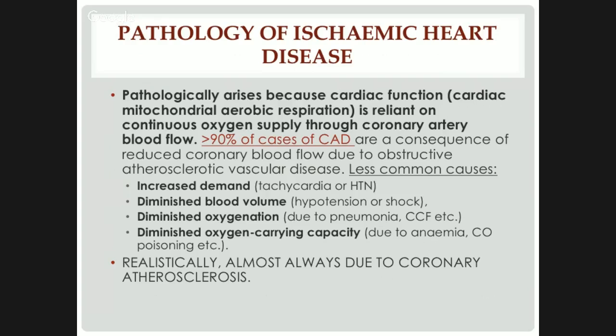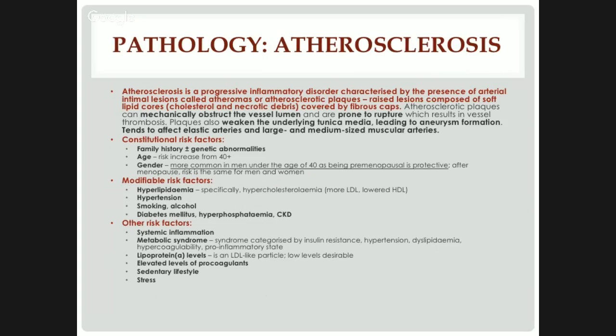Similarly, if you've got diminished blood volume, there's not as much blood perfusing the myocardium. If you've got diminished oxygenation because your lungs are cooked, you're going to get, again, ischemic myocardium. And if you have low hemoglobin availability, be that due to anemia or carbon monoxide poisoning, again, you'll get ischemic myocardium. So it's important to realize that ischemic heart disease is by and large caused by coronary artery atherosclerosis, but it can also be caused by other things, which are uncommon, but you should know that they exist.